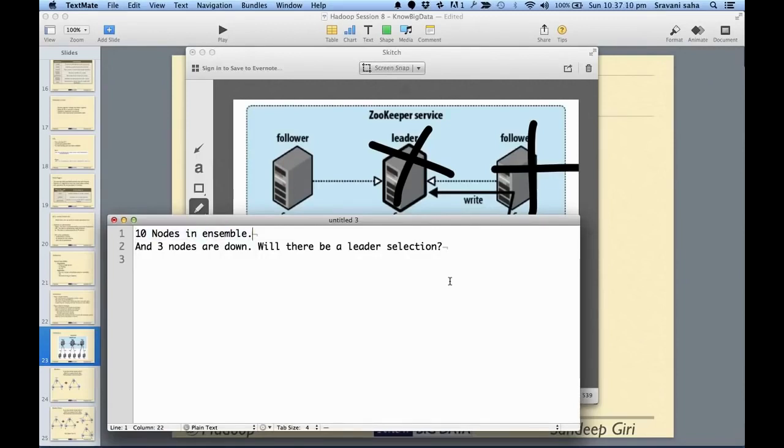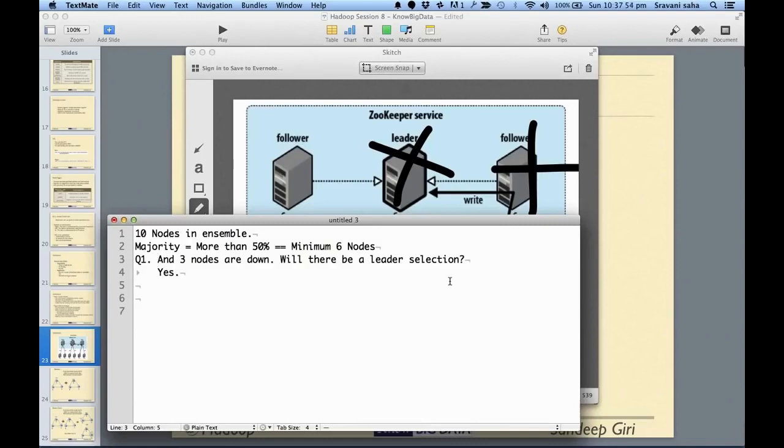In case there are 10 nodes in the ensemble, the guarantee is there should be a majority of nodes up. And what does it mean by majority? Majority means more than 50%, which is minimum 6 nodes, right? It will choose the leader. That was my question number 1.